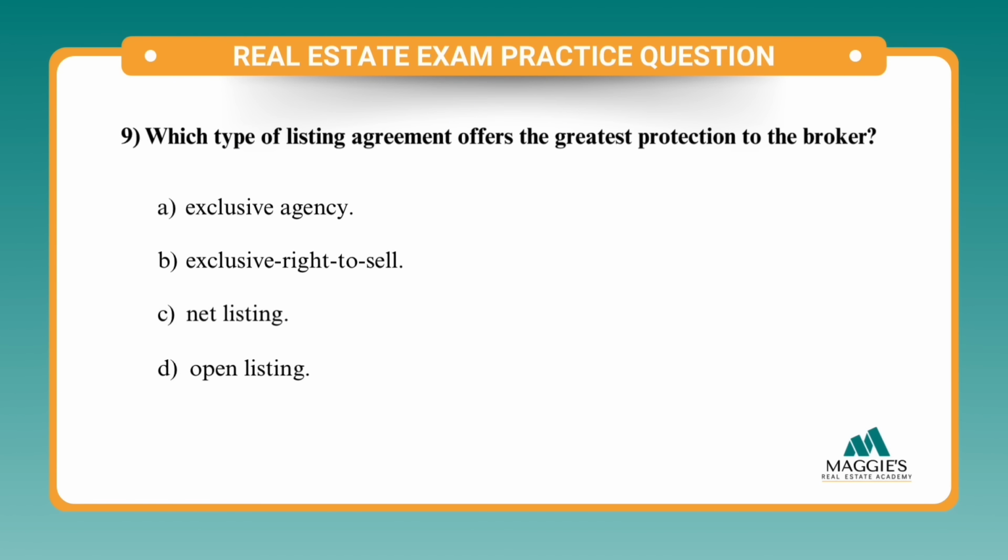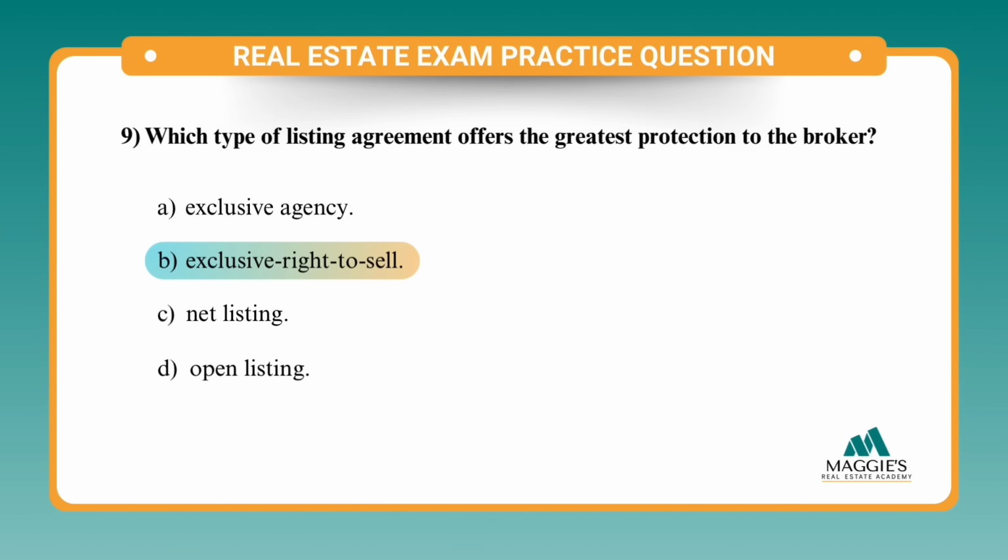Number 9. Which type of listing agreement offers the greatest protection to the broker? Is it A, exclusive agency, B, exclusive right to sell, C, net listing, or D, open listing? The correct answer is B, exclusive right to sell.